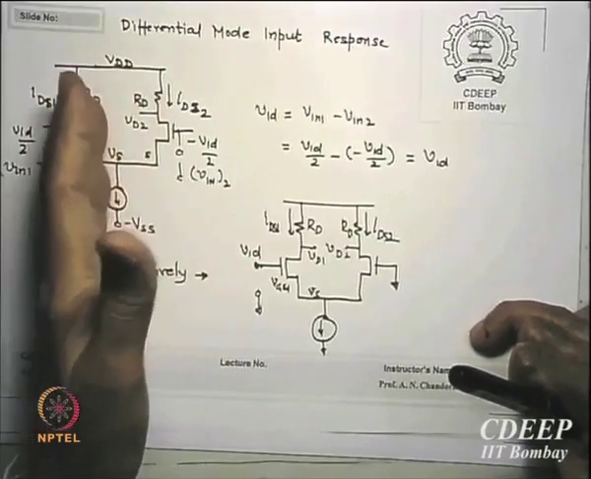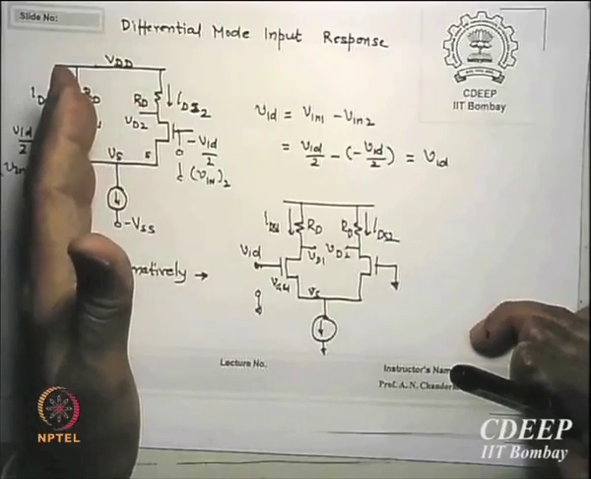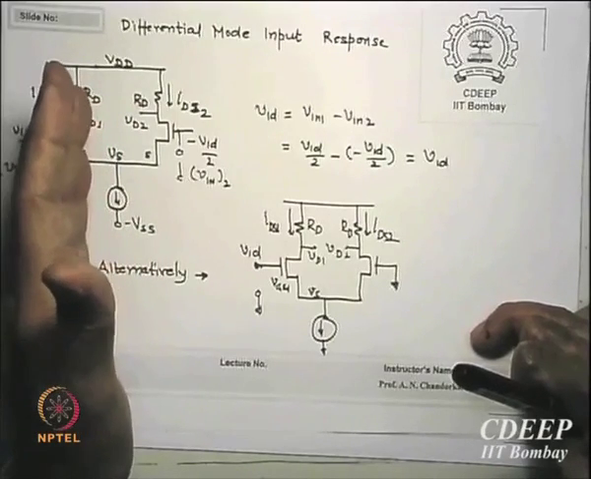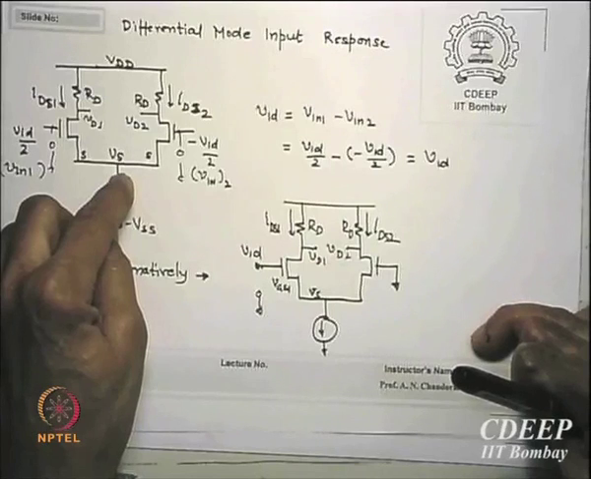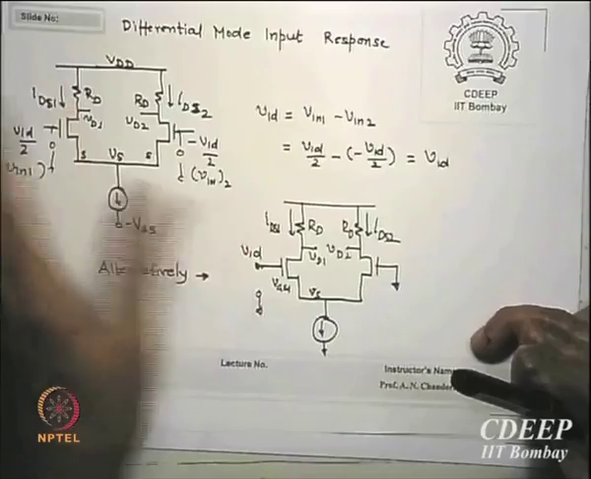The circuit which I have shown you is called half circuit analysis, and we will explain when this is valid. If this potential is constant, this half circuit analysis is valid. There is a theorem for it. What you are questioning can be proved, that writing the equivalent of half by 2 is equivalent of saying VID and 0.